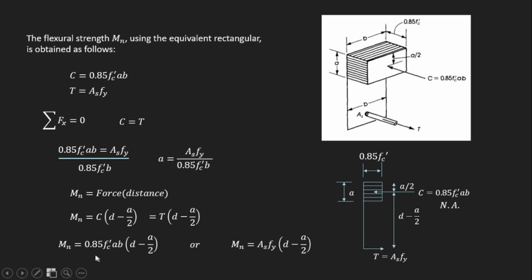So, finally, you can use the formula MN is equal to 0.85 FC prime AB times D minus A halves or AS FY times D minus A halves.